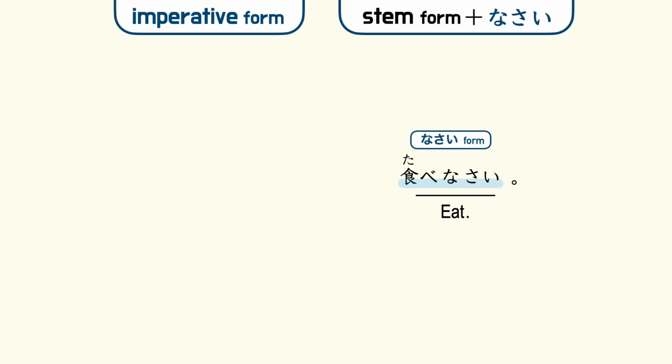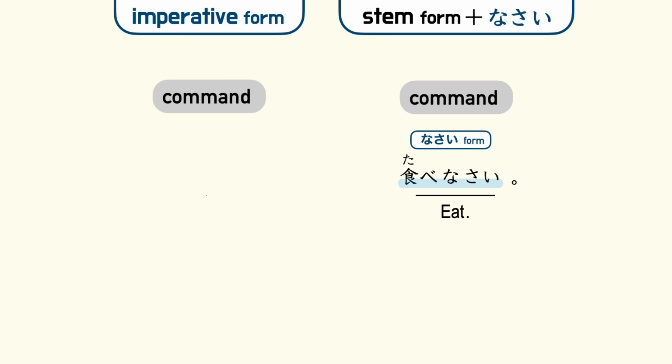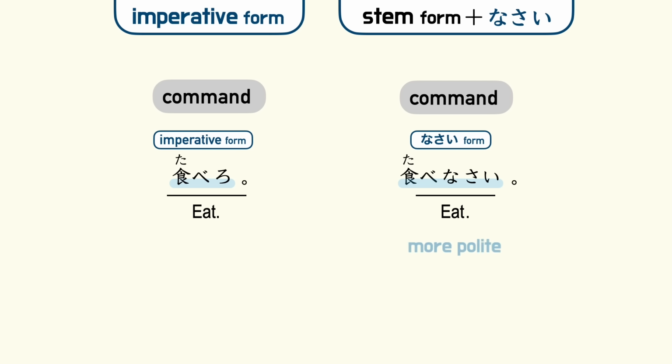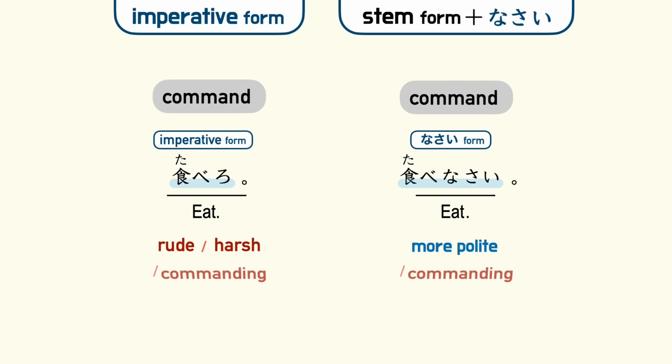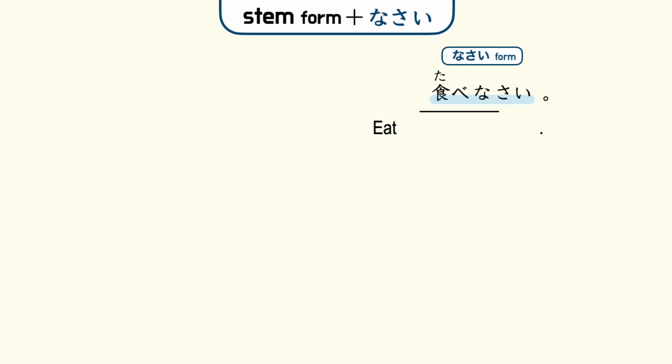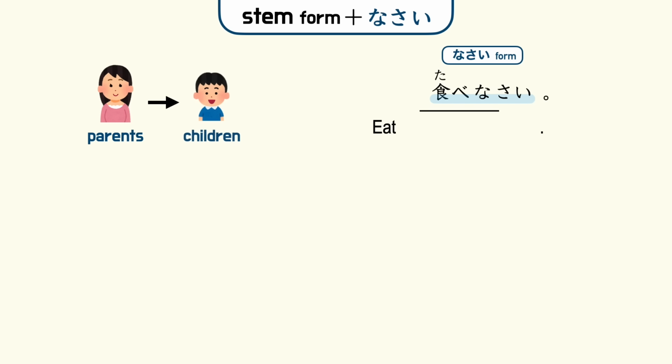食べなさい, eat. 食べなさい. This one is also a command, like 食べろ. But it sounds more polite and softer. Unlike the imperative form, it does not sound too rude or harsh, but it still sounds commanding. So you shouldn't use this toward someone of higher social status than you. It's usually only used in specific relationships, like from parents to children.